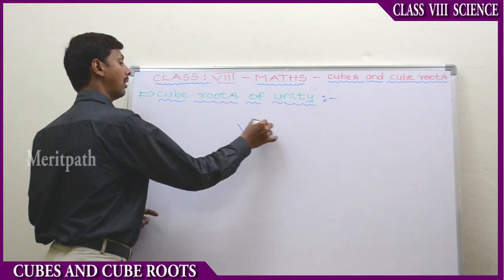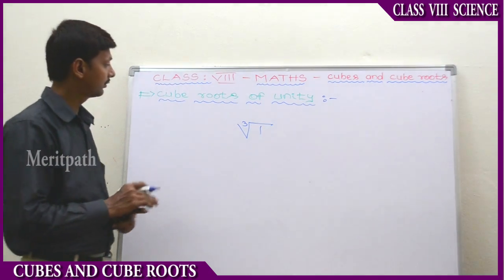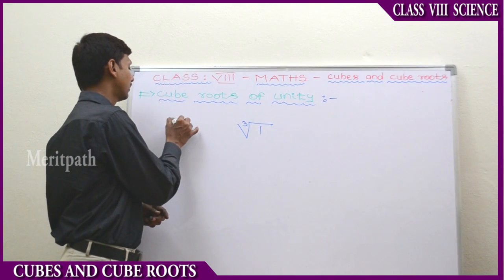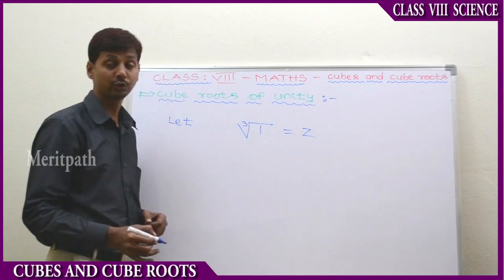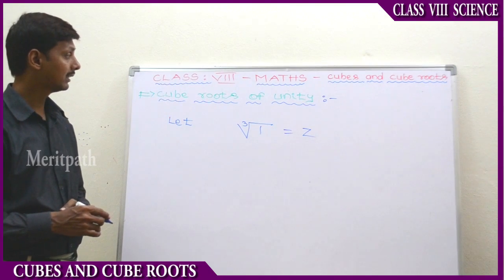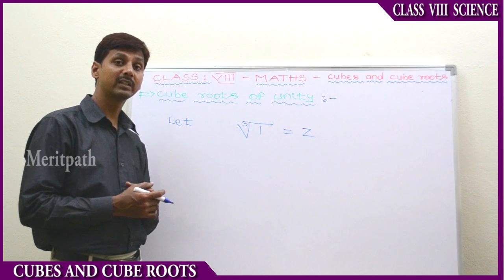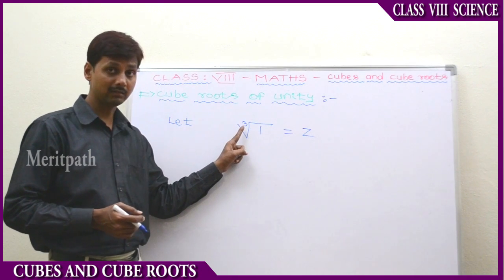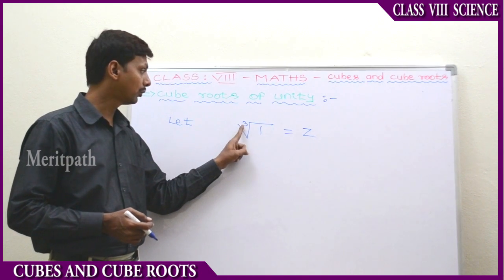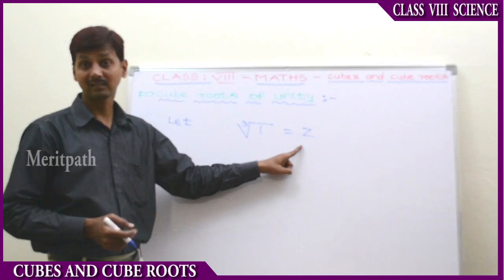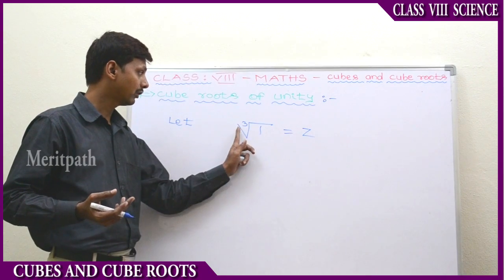Cube root of 1 can be written in this form, radical and bracket. Let us assume that cube root of 1 is equal to z. We are discussing cube roots of unity, so that's the reason we have taken cube root of 1. Unity is nothing but 1. So cube root of 1, let's take it as some value z. Cube root of 1 is equal to z.